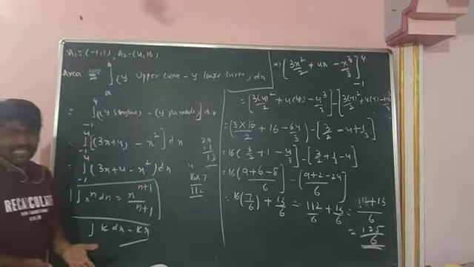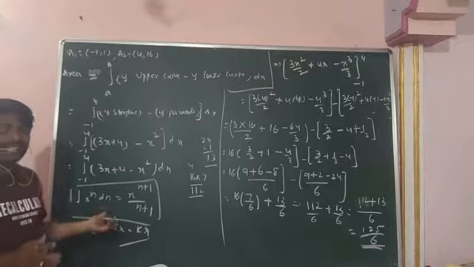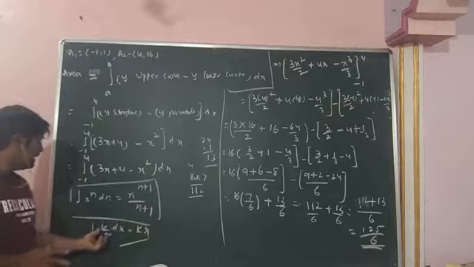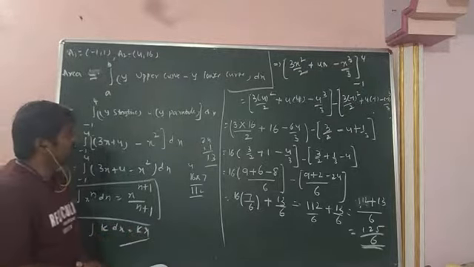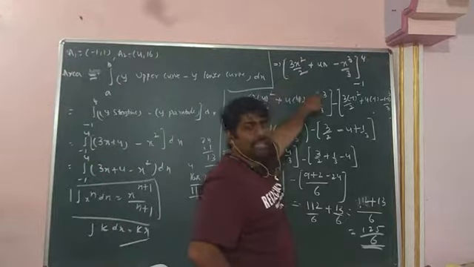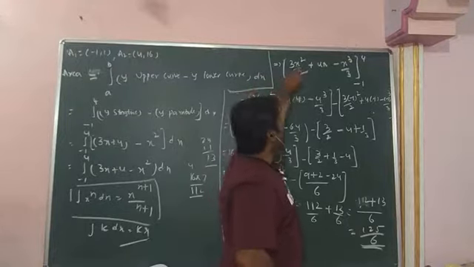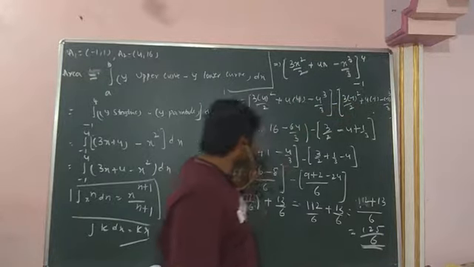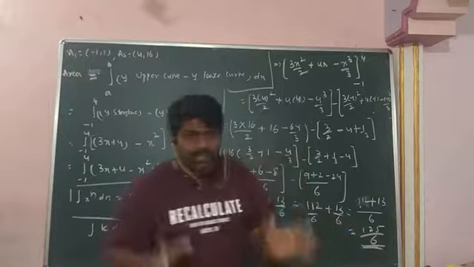So basic integration. What is our basic integration? The integration of x power n is x power of n plus 1 by n plus 1. And the integration of a constant is equal to k into x. After that integration, we substitute the upper limit minus lower limit. At the upper limit x is 4, and at the lower limit x equals minus 1. Simplifying, the final answer we get is 125 by 6. So this is the area.